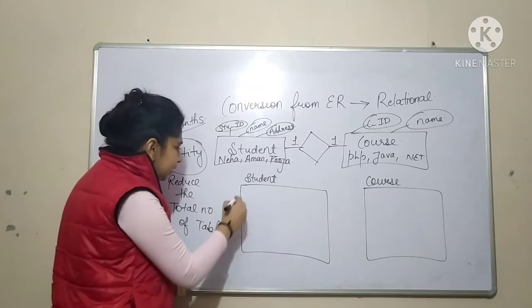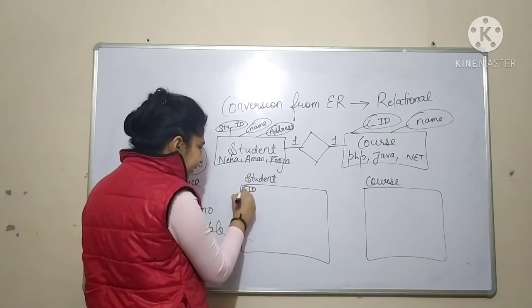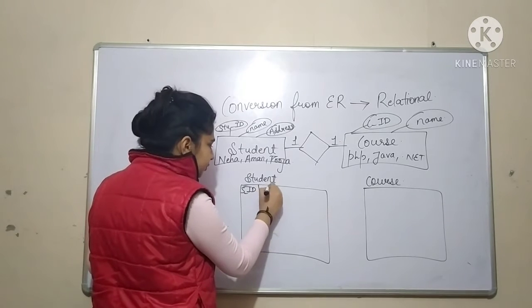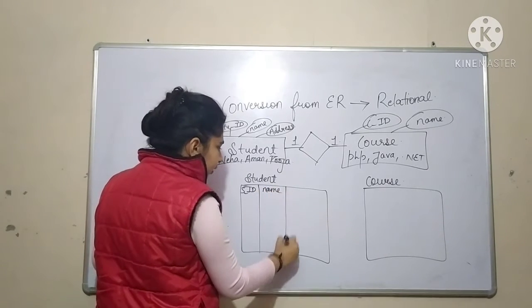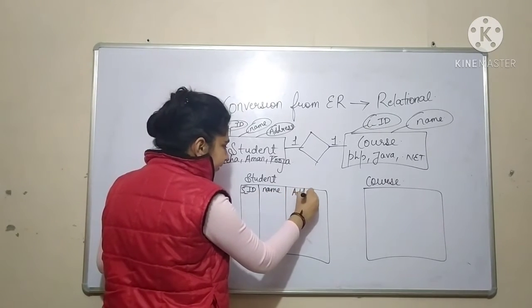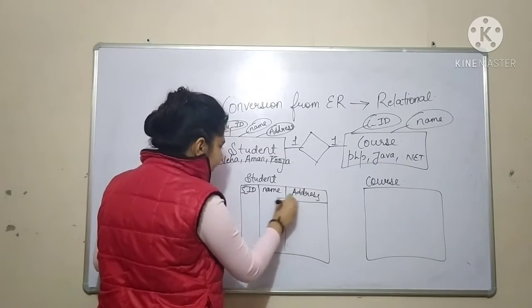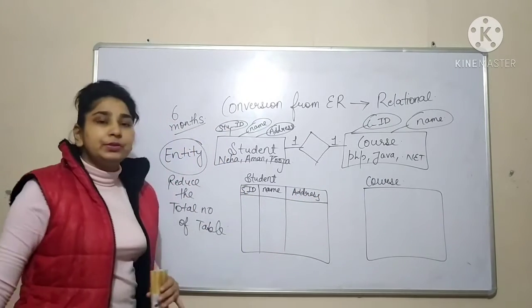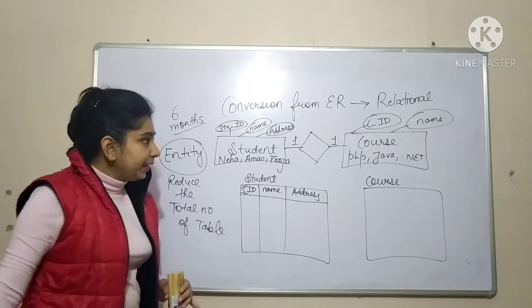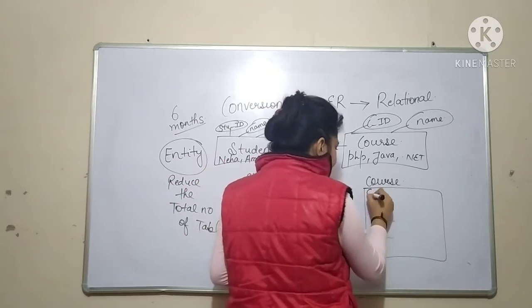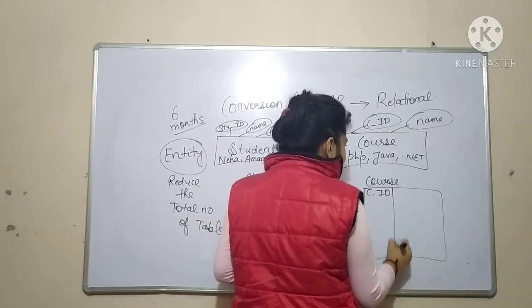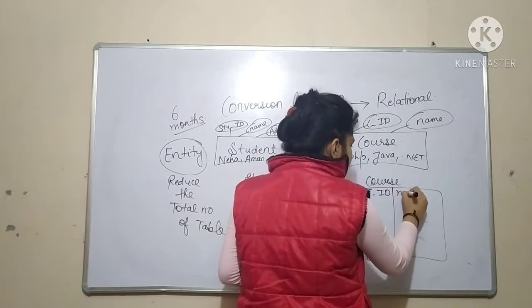In the student table we have student ID, student name and address. These three attributes we have in the student table. In the course table, we have course ID and course name.